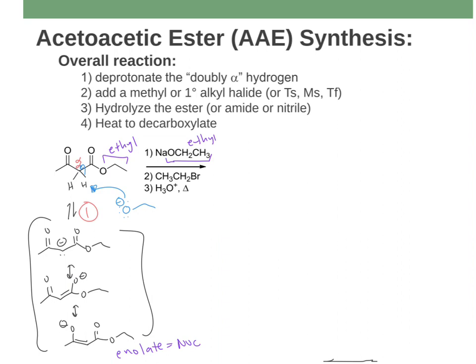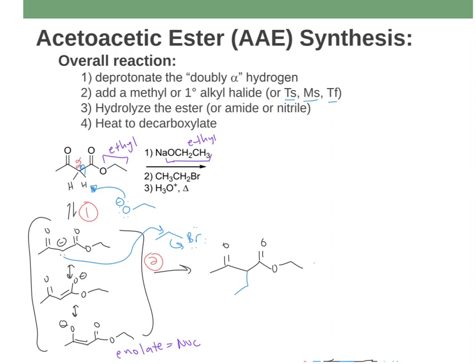That was step one. Step two, apparently, is that we add, in this case, an ethyl bromide. So that means our enolate is just going to attack, right, do that backside attack. We said that was an SN2 type reaction here. I use a bromide. It could be a tosylate or a triflate or something like that. It doesn't matter. And so now we've added an ethyl piece here.